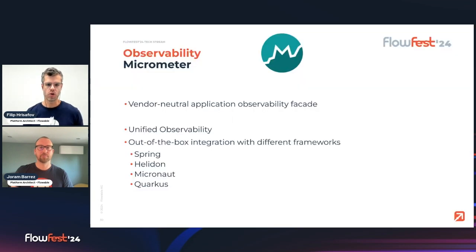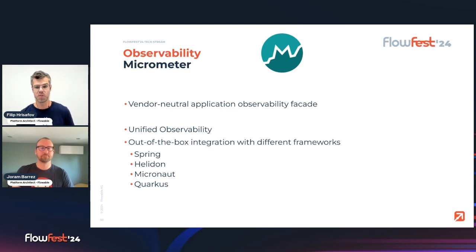So in order to measure these things, we are using Micrometer, which is basically a vendor-neutral application observability facade. A bit of a mouthful, but yeah, this is from their website, right? What they offer is unified observability, which means a single abstraction that can produce metrics, tracing, logs, and more. You can think of it as SLF4J, but for observability, basically.